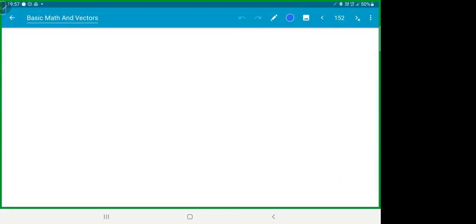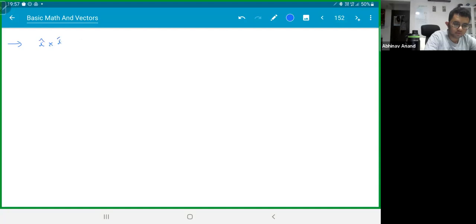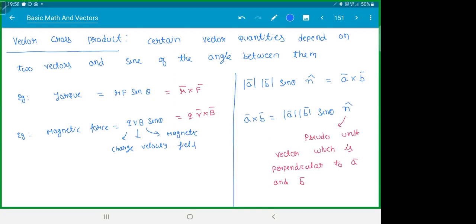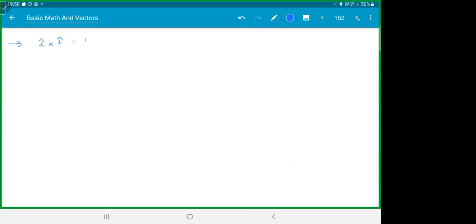Now, if you look at this, can you go back for a minute? Yes, so thank you. So if you have I cross I, mod I, and both the vectors are parallel, you get sin 0, which is 0. So unlike dot product, now here it is a little reverse. J cross J, K cross K, all will be 0.